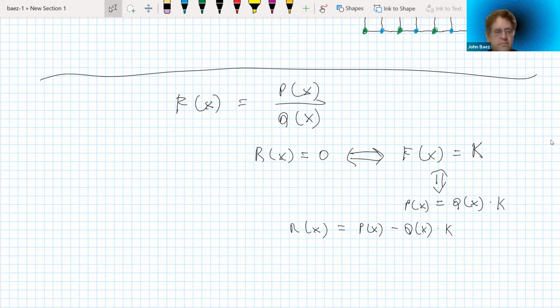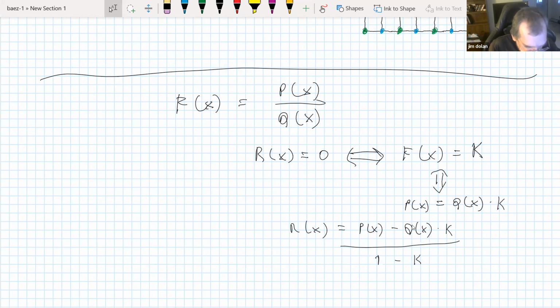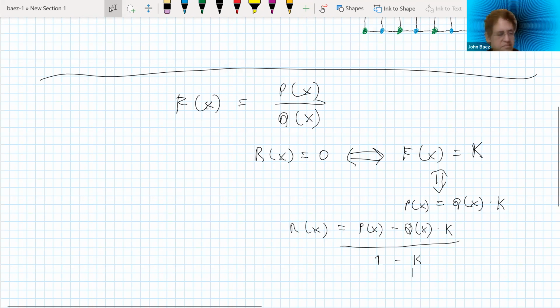Let's see. So how would I normalize this thing? Okay, you said it already is monic. Let's see, what am I trying to say? Divide by something like 1 minus k or something like that. I mean, if P and Q are monic, and I want to get R to also be monic, then I... That sounds right. Yep. Uh-huh.